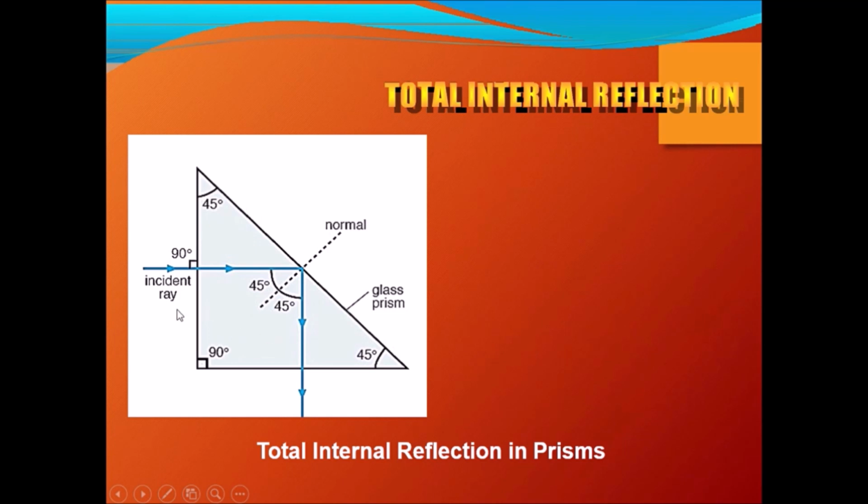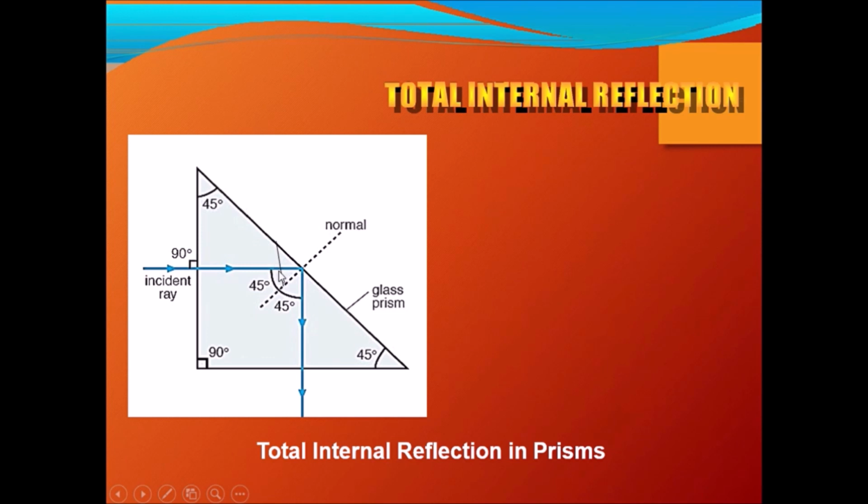Now, when a ray of light enters here, this time it is entering straight, perpendicular to the surface. We know that when a ray of light enters perpendicular at 90 degrees, there is no refraction, it goes undeviated. So it is going undeviated and falling onto this surface now. Since this is 90 and this is 45, obviously this angle also becomes 45. Now this is the point of incidence. If I draw the normal at this point, this will be the normal, and this angle will be 90 degrees.